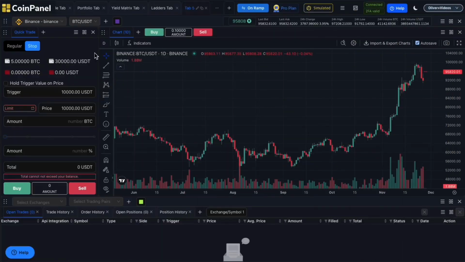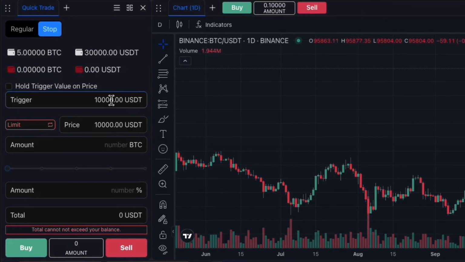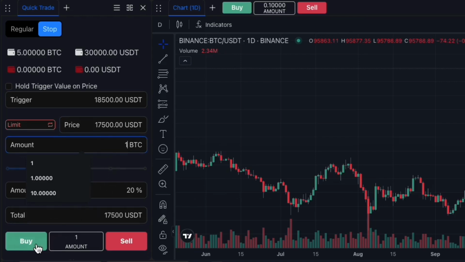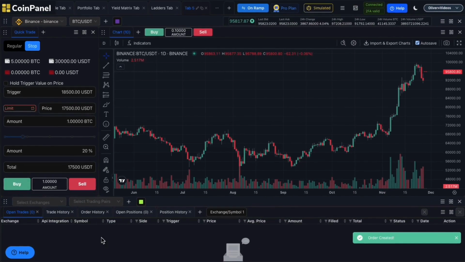Go to your quick trade card. First, let's set a trigger price at $18,500. Then place a limit order at the desired price of $17,500, the amount of Bitcoin you want to buy. Place the order and keep your asset unreserved until the price is reached.